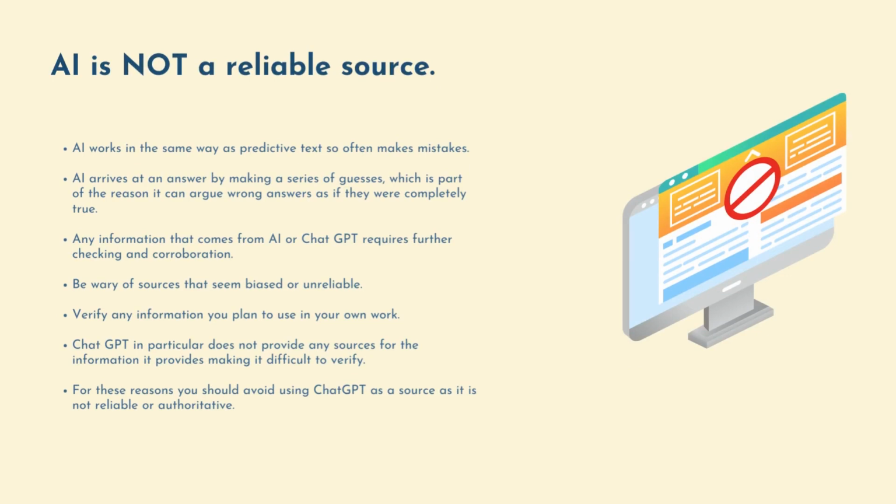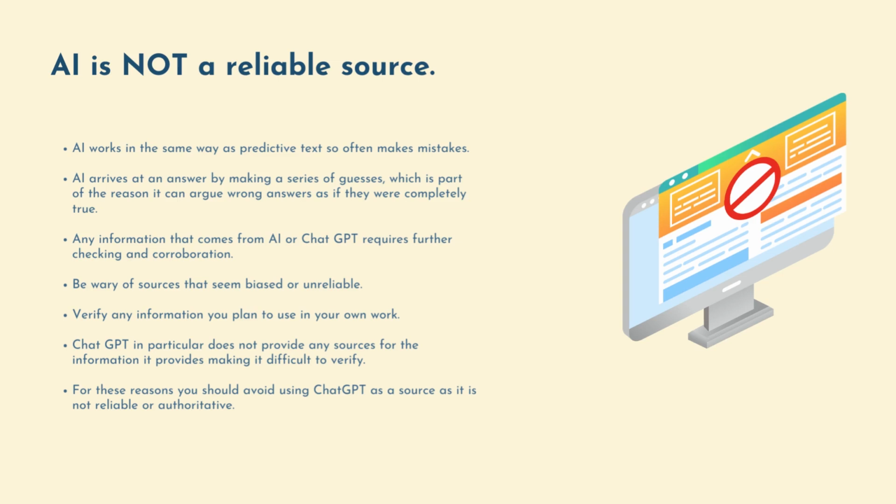Remember that AI is not a reliable source. AI works in the same way as predictive text, so often makes mistakes. Whilst it may appear like it understands the information it is presenting, it is simply providing the most likely text that follows the questions asked. Therefore, any information that comes from AI or ChatGPT requires further checking.